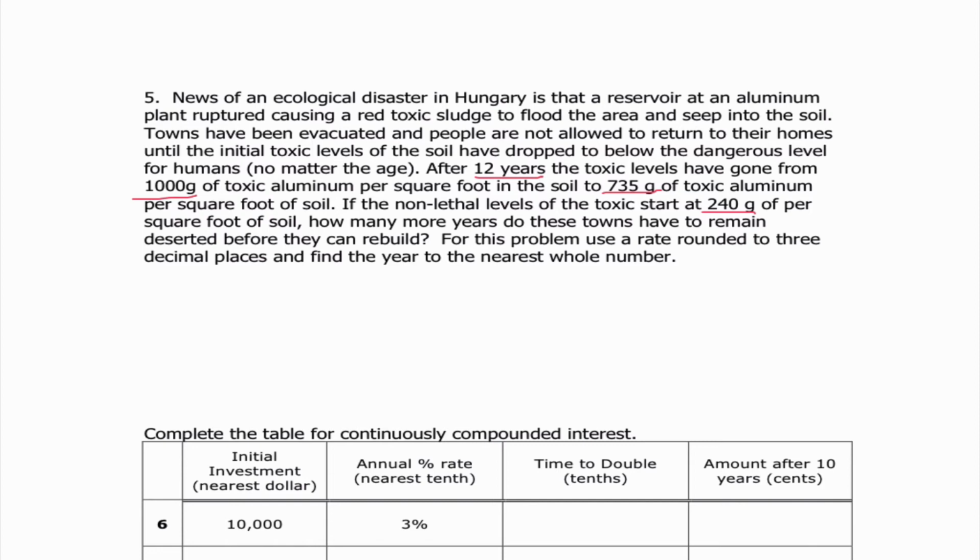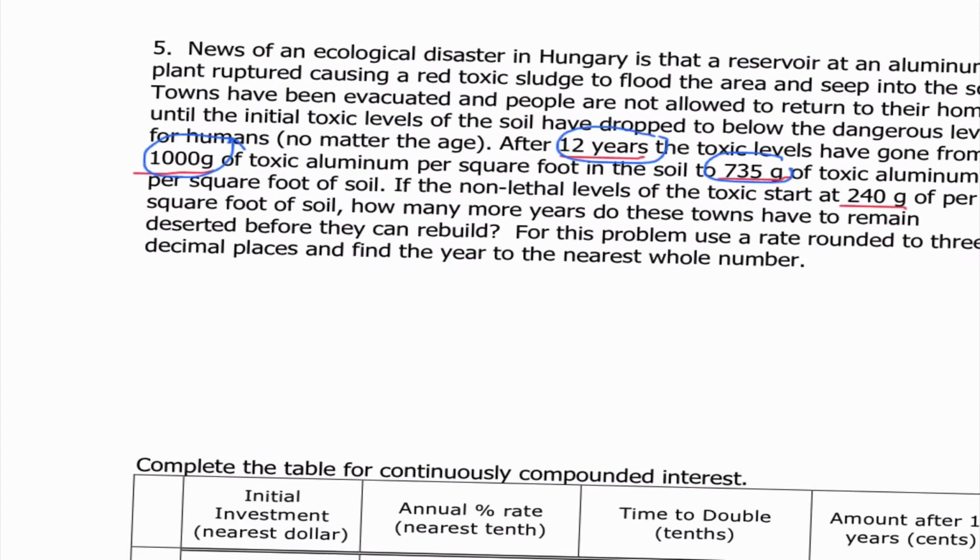For this problem, use a rate rounded to 3 decimal places and find the year to the nearest whole number. Okay, so going through this, I went ahead and highlighted the information that I thought was going to be important. And the first thing that jumps out at me is that we don't know what the rate is. So I need to use the information of 12 years and 1,000 grams and 735 grams to help me figure this out.